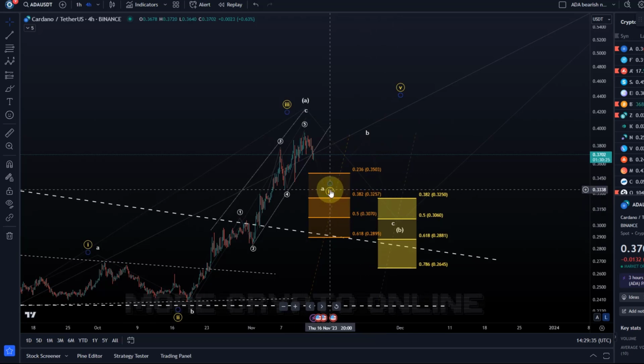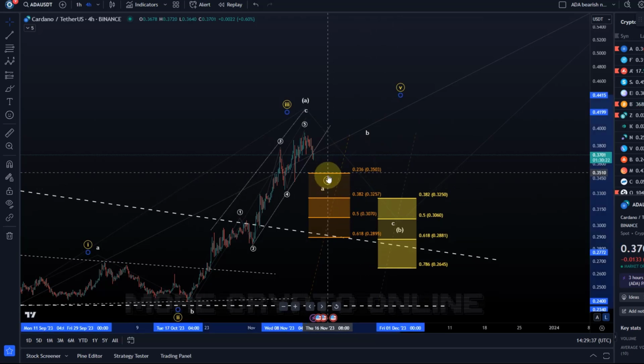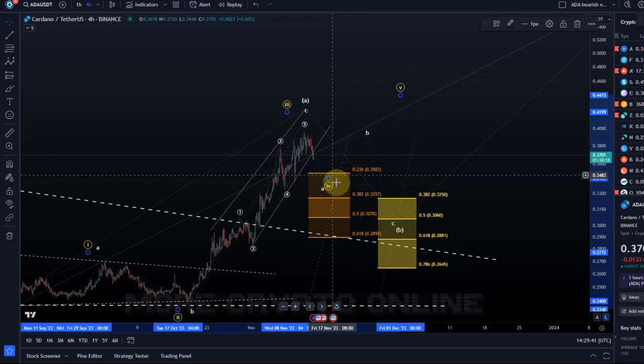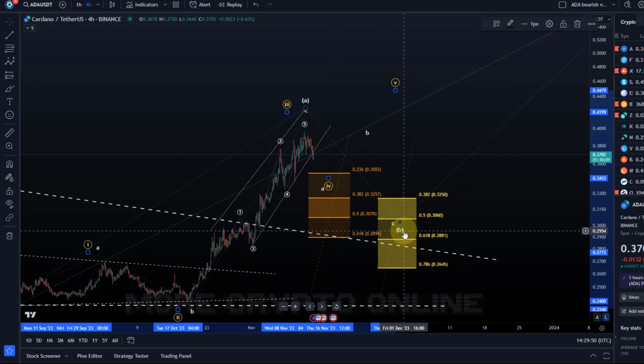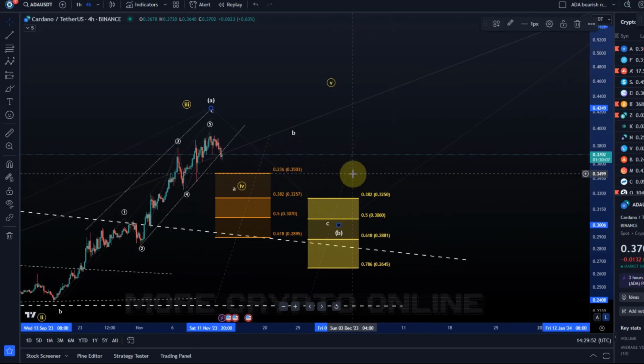For example, the wave 4 in a diagonal, it might be enough to only touch the 35 cent level here and then go. Then, if we see this, it's quite clear we're likely in a wave 5. The deeper it goes, the more likely it gets, I would say, that the white B wave is playing out. We can actually keep it quite simple.